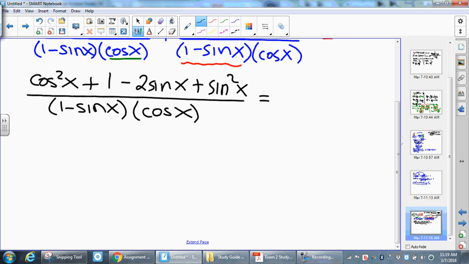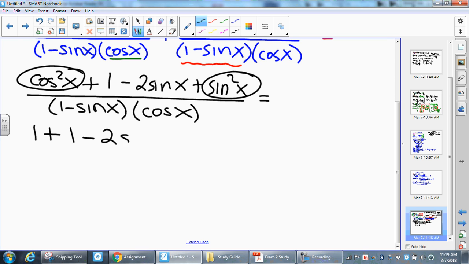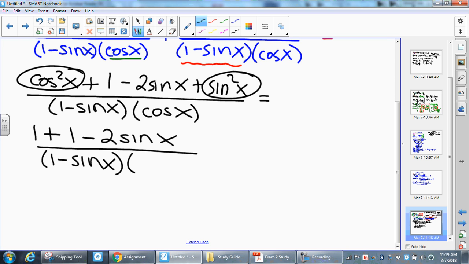Okay, now you can see that we're going to have another Pythagorean identity here, right? Those two combined, added, they equal 1. Are we okay with that? Yes. So 1 plus 1 minus 2 sine x over everything 1 minus sine x times cosine x.